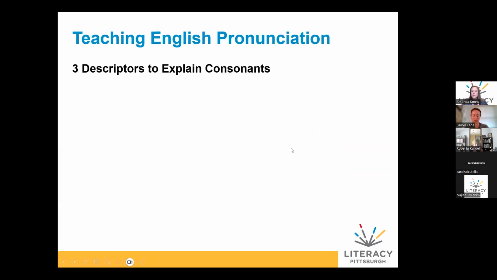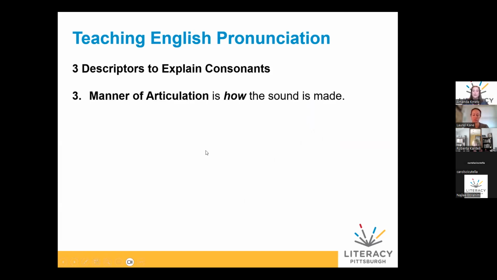The last descriptor that we can use to explain consonants in English is the manner of articulation, meaning how the sound is made. So place of articulation is where the sound occurs. Am I using my teeth? Am I using my lips? Is it coming from the back of my throat? The manner of articulation is how we produce that sound.